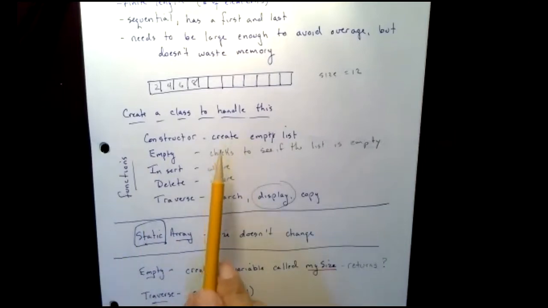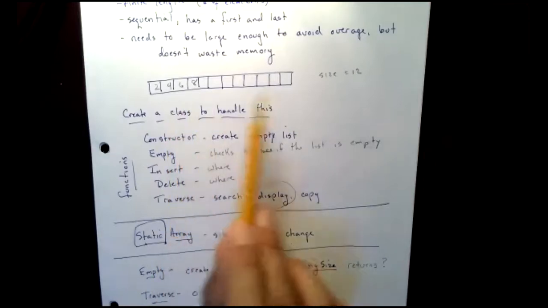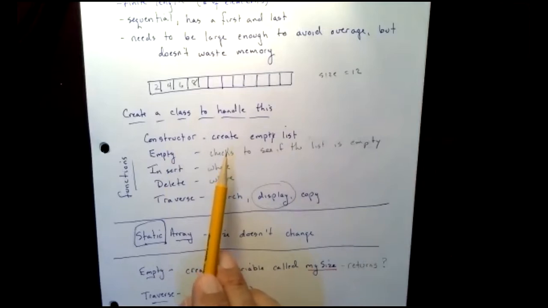If I said to you, what data type might you return from this function? Empty. So if I want to check to see if my array is empty or not, I write a function, and I'm going to have a return data type that might be... I know you're waiting for me to answer it. Starts with a B.